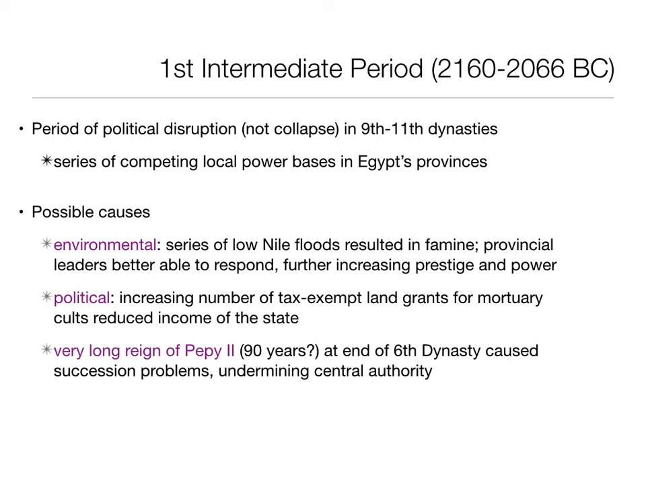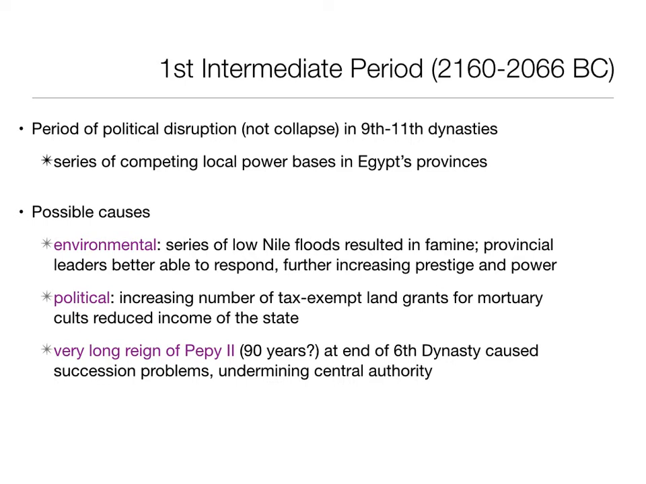And then finally, you have one of the last leaders of the Old Kingdom, not the last, but one of the last, a pharaoh named Pepi II, who, ironically for a guy named Pepi, lived for about 90-something years, right? He ruled for about 80 years, at the end of the Sixth Dynasty. And when you start outliving your heirs, that causes succession problems.